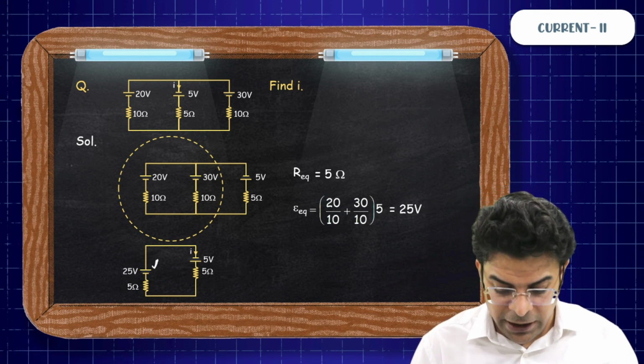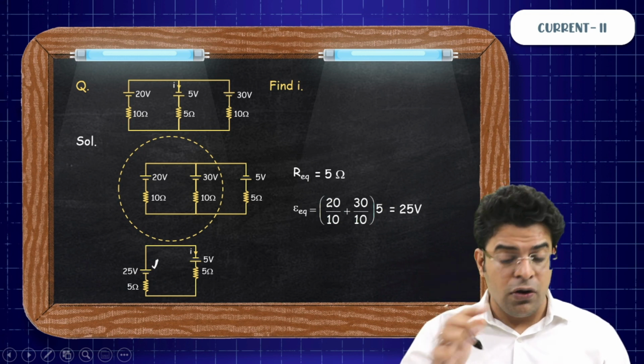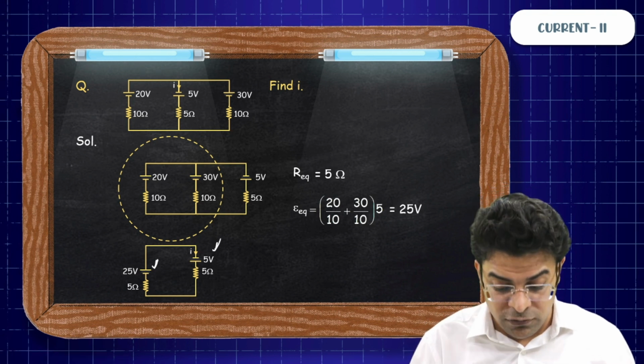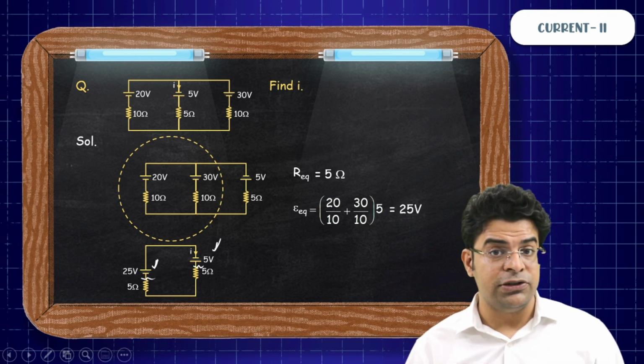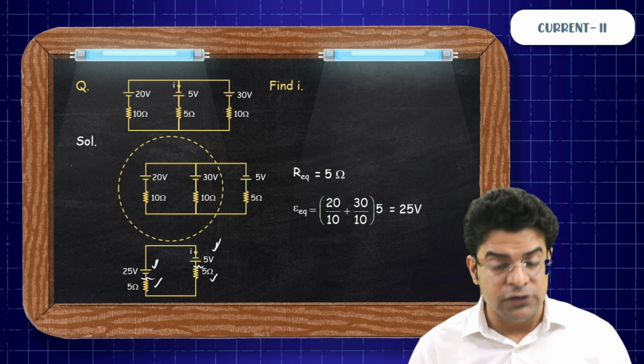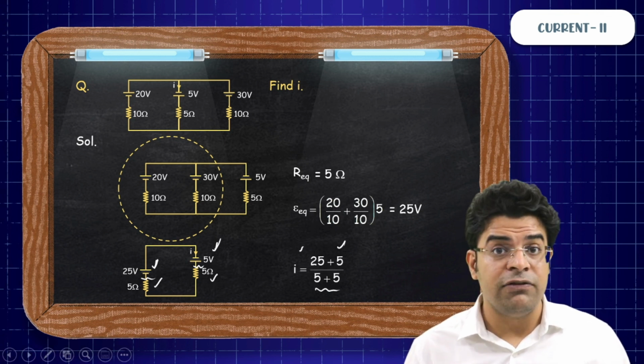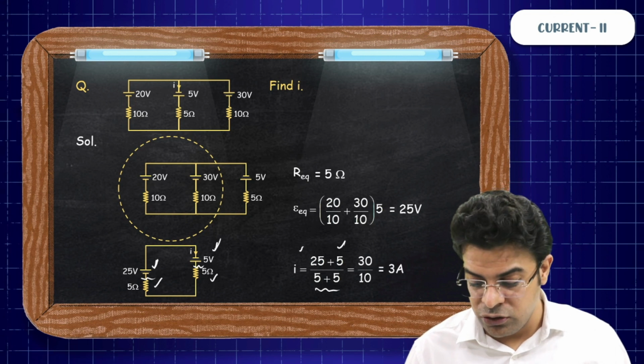Now this is what the smaller single loop circuit looks like. So you have got a battery of 25 volt trying to drive current clockwise. You have got another battery of 5 volt also trying to drive current clockwise. So both of them are trying to drive current in the same sense. And the equivalent resistance is 5 plus 5. So the current will be equal to 25 plus 5 upon 5 plus 5, that comes out to be 30 by 10, that comes out to be 3 ampere.